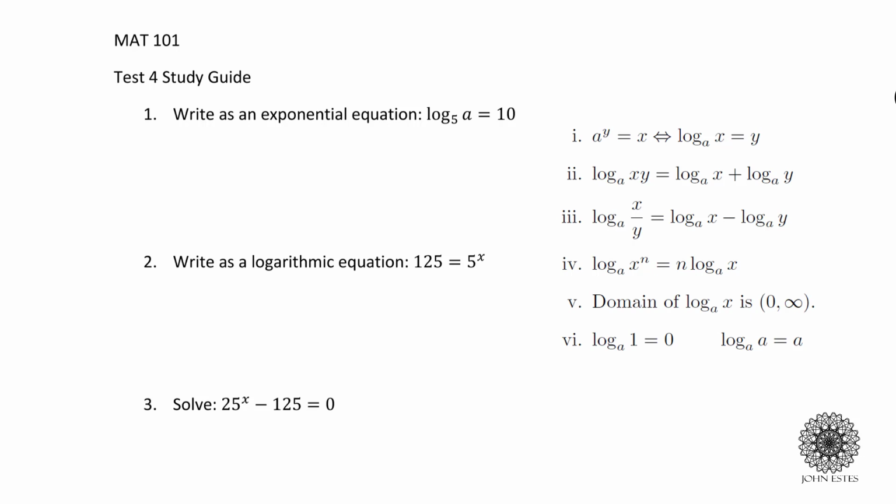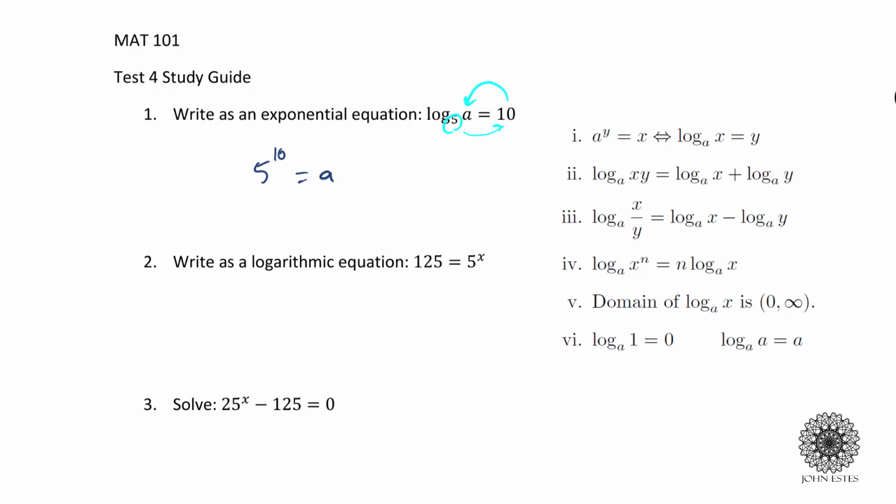First of all, we have: write as an exponential equation, log base 5 of a equals 10. When I say windmill, I mean you start with your base, raised to that power, equals that. That's how I convert it to a logarithmic equation, and that's consistent with the formula we have. Writing this as an exponential equation, I have 5 to the 10 power equals a, and that's my answer. That's all I have to do, because all it said was write as an exponential equation.